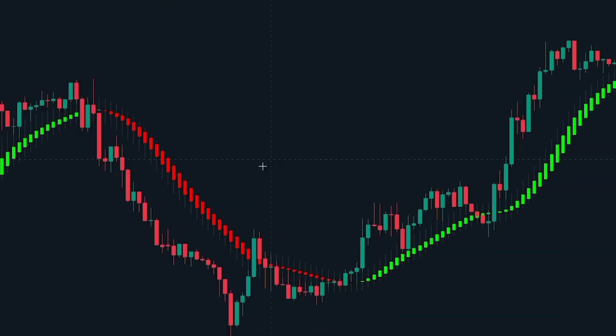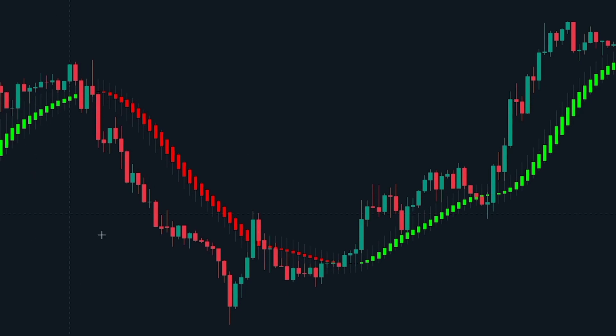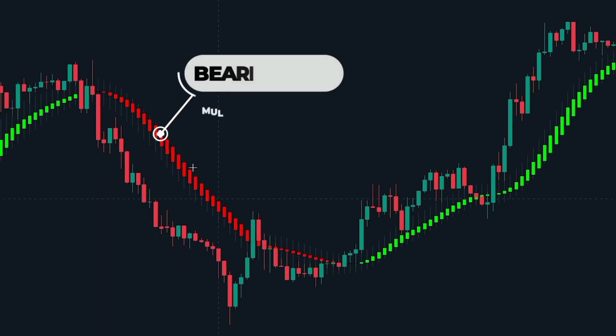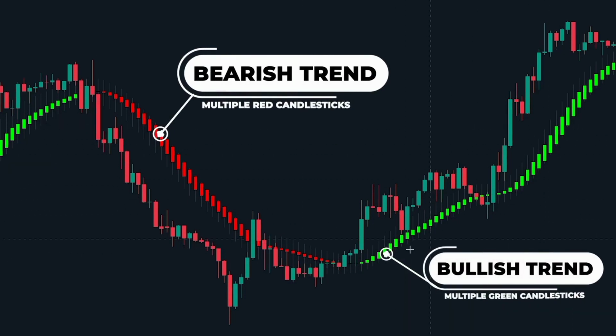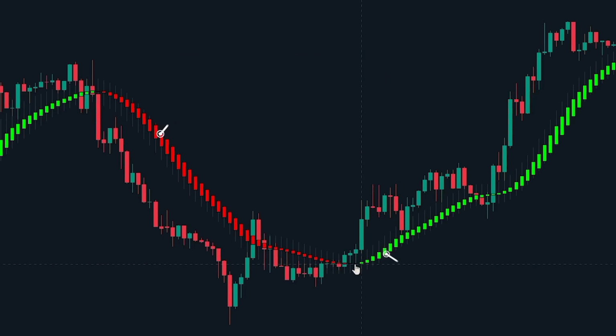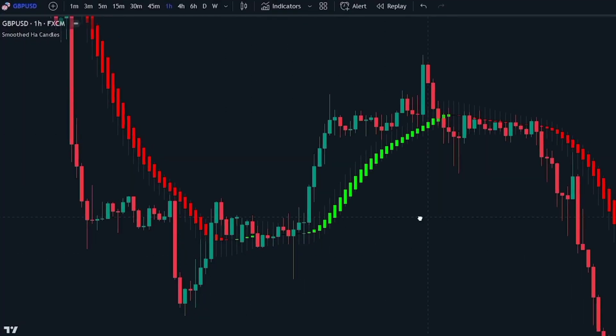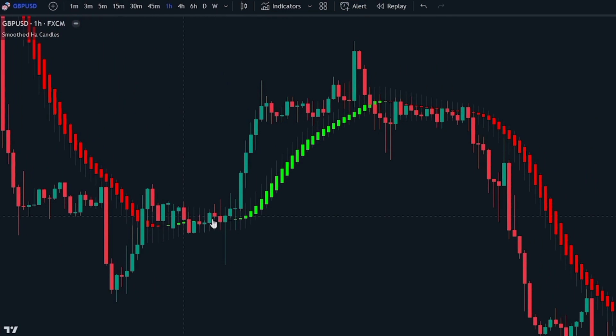Now let's take a look at how we can read the indicator. There are a few ways of reading the indicator. The most common way of reading the indicator is by concluding that when the smooth candlesticks are red, we are in a downtrend, and when the smooth candlesticks are green, we are in an uptrend. It's also recommended to wait for two candlesticks that go in the opposite direction to appear before determining that the trend has switched.